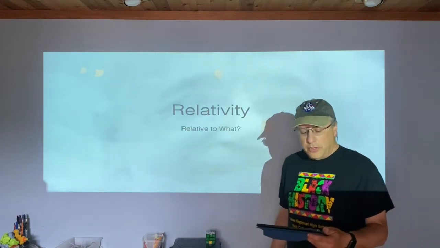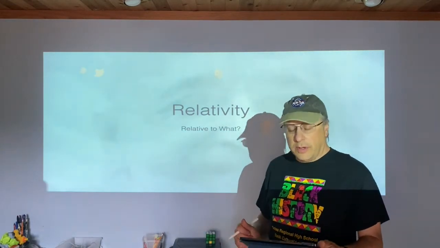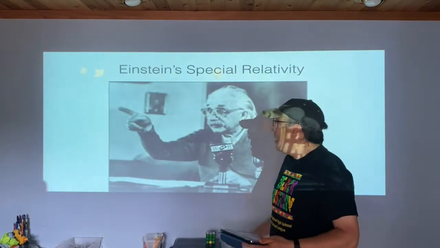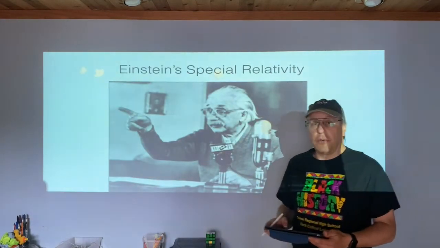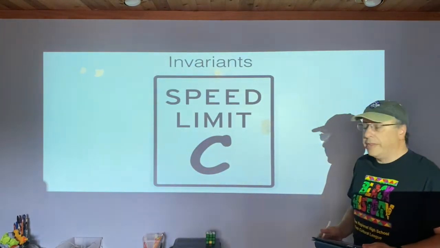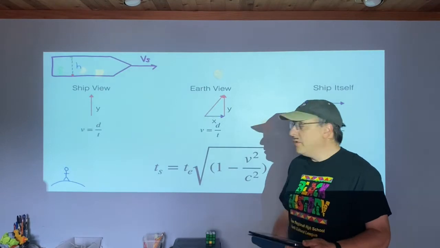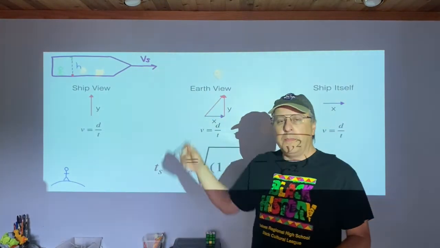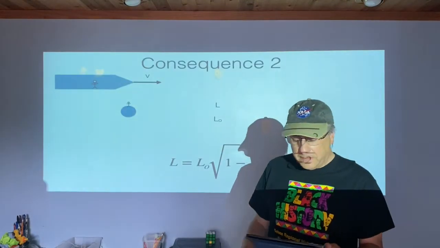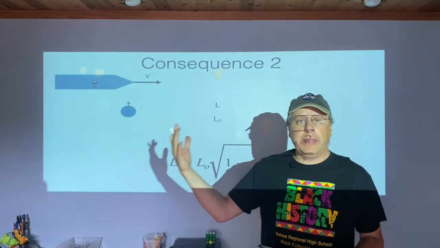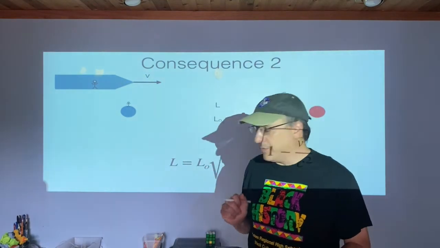Okay, today I want to do consequence 4 from relativity, consequence 3 and 4 I should say. I want to remind you, this only works for non-accelerating frames of reference. The only invariant is the speed of light. We saw that time slows down when we're viewing moving frames of reference. We saw that length contracts when we're viewing moving frames of reference.